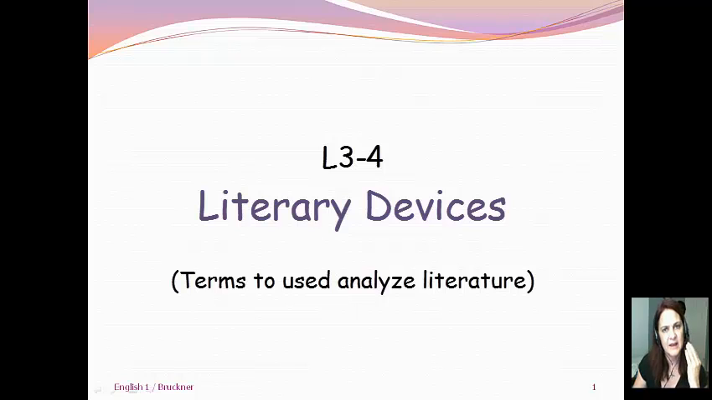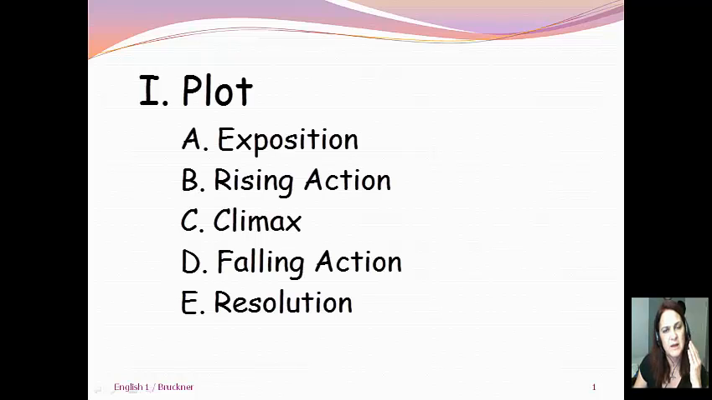We're back again in our series on literary devices. Remember, literary devices are the terms we need to know to be able to study and analyze literature. So our first Roman numeral was plot, and we looked at the 5 parts of an American short story plot structure: exposition, rising action, climax, falling action, and resolution.